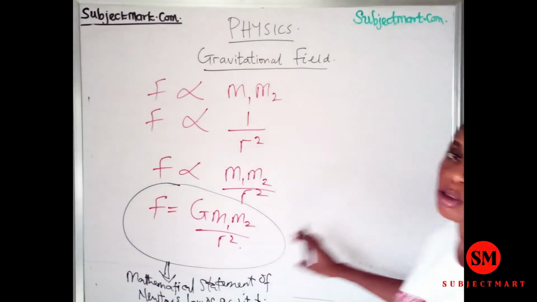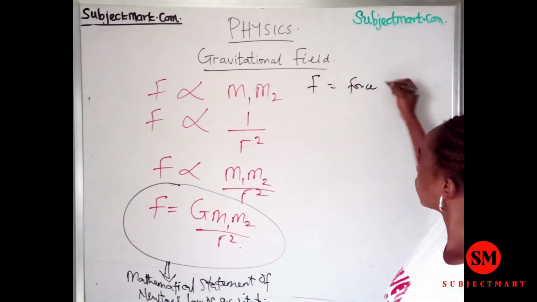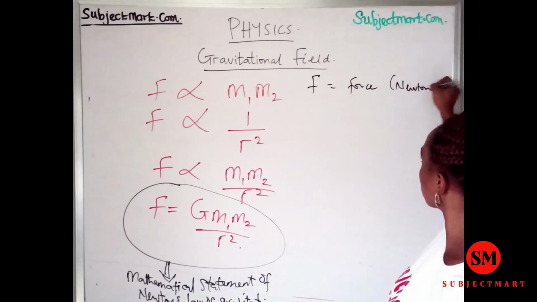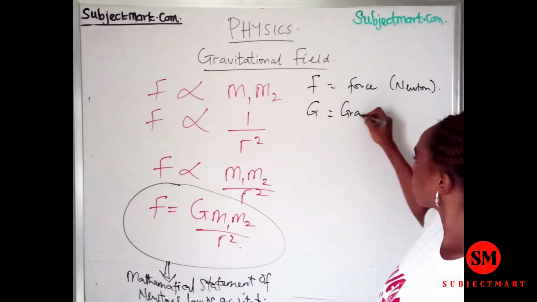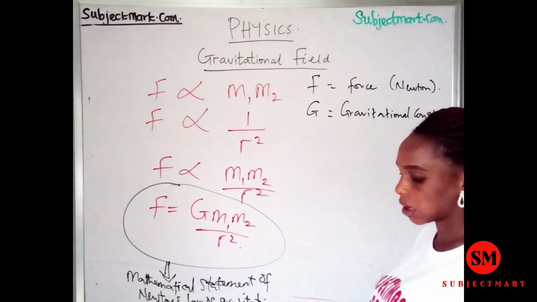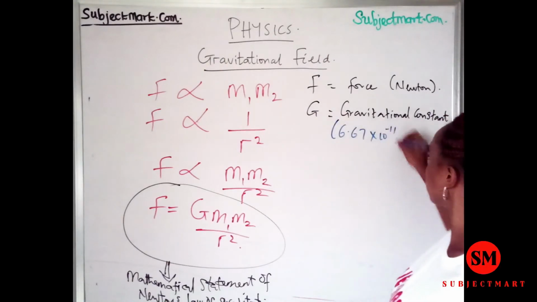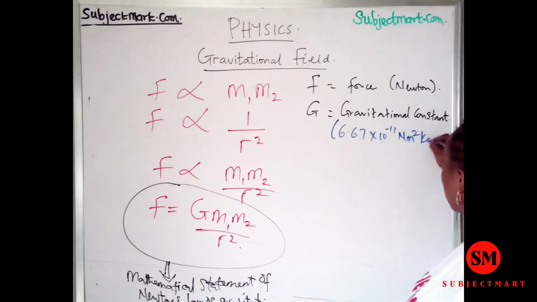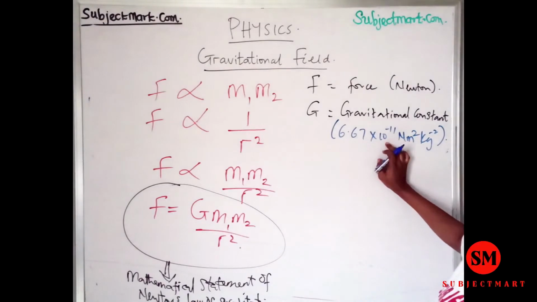Now I'm going to define the terms. F is the force, which is measured in Newton. The capital G is called the gravitational constant, and it has a fixed value of 6.67 times 10 raised to the power minus 11 Newton meter squared per kilogram squared. This is the value for the gravitational constant, capital G.